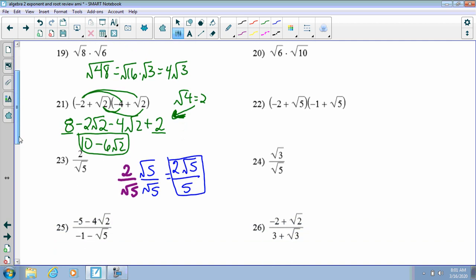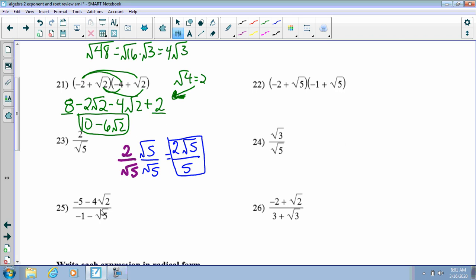Okay. All right. And now we'll do one where we're still rationalizing the denominator, but we have a binomial in the bottom. There's 2 terms. So as you probably recall, maybe you don't, it's been a couple days, we're going to multiply on top and bottom by negative 1 plus root 5. So whatever you have on the bottom, you're going to change that sign. So we'll do negative 1 plus root 5.